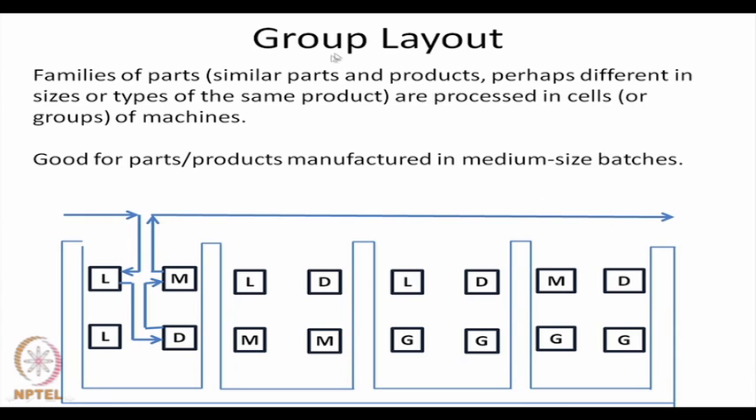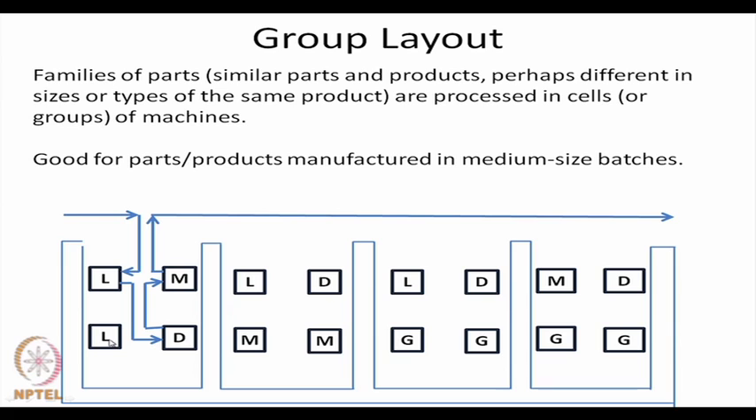A fourth layout is called a group layout, in which families of parts are processed in cells of machines. Parts that are similar, perhaps different in sizes or types of the same product, are processed in cells or groups of machines. Now, you see lathe, milling machine, another lathe and drilling machine, they are put in this cell or group. So, the product that comes here goes to this lathe and then to the drilling machine, then to the milling machine, then goes away.